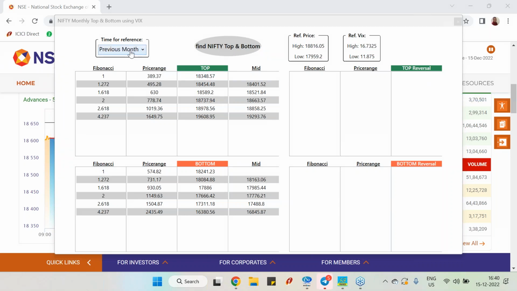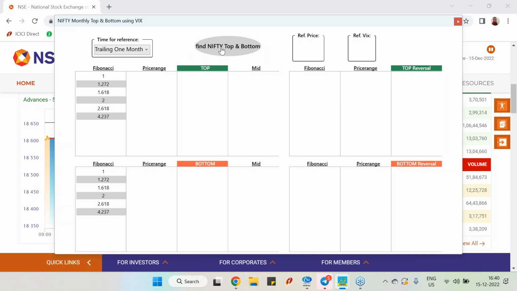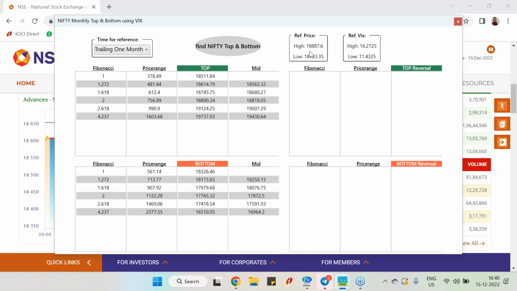However, we are moving this every day, and new data is being created. If you want to know the trailing one month from 15th of November to 15th of December, you can see here 18,887 happened sometime, then 18,133 also happened sometime. You can see that 16% VIX happened, 11% VIX happened. Based on this, our top of 18,888, which is based on the trailing month data, is 18,890. This is a very critical reversal zone.